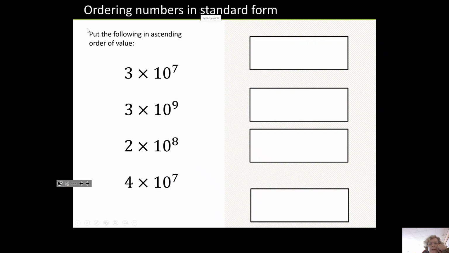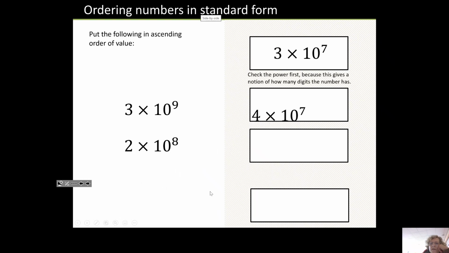Here we go. Right, if you want to see which one's the smallest out of all these numbers, first of all, check out the powers. There are two numbers here which are times 10 to the power 7, so those are going to be the two smaller of the numbers. And if the powers are the same, then you look at the number in front. So the smallest one here is going to be 3 times 10 to the power 7. Let's move that one across. That's the smallest.